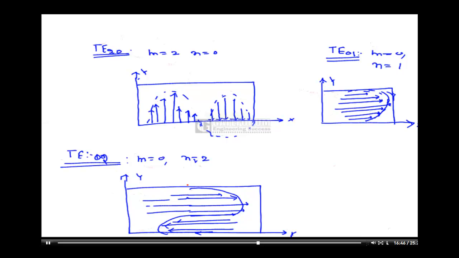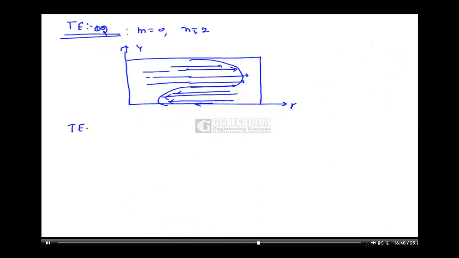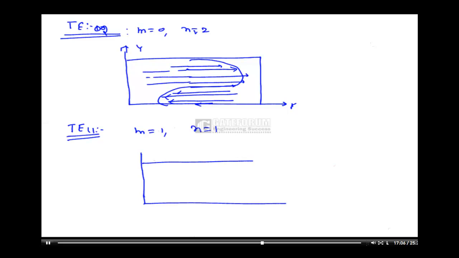So this is okay. Now suppose if I want to represent TE11, that is m is equal to 1, n is equal to 1. That is number of half cycles along x-axis is 1, number of half cycles along y-axis is 1. So the pattern looks like this. So this is one of the easy ways to represent it or to draw. This is x-axis, this is y-axis. Number of half cycles along x-axis is 1, number of half cycles along y-axis is also 1. So I can represent like this.